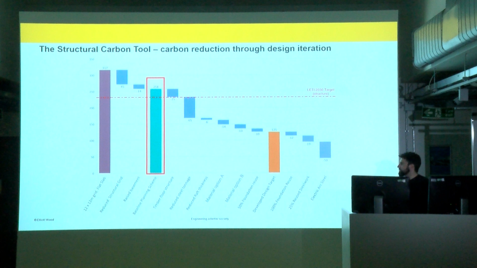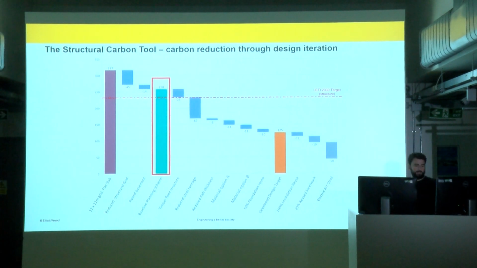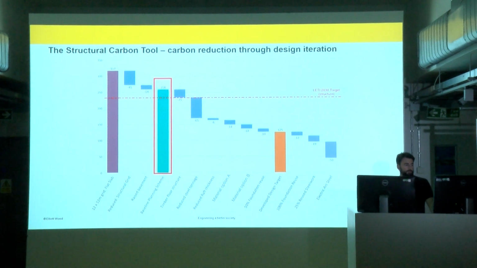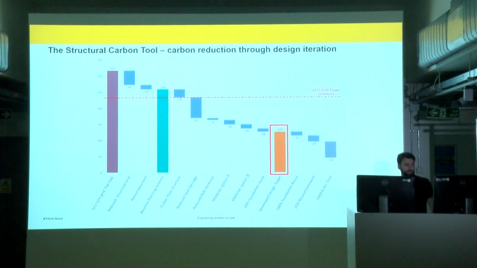Do some extra steps, bring down that value, bring it below the LETI target, and just by those small little tweaks, we can get down to the developed design target, which is a great value that we found there. Then you look at some other options which could be adopted. It's not just about one big idea, it's about the little ideas and how they accumulate, and that's how this diagram's been set up, so you can see those benefits.